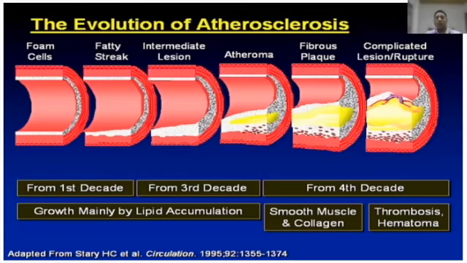If you have gone through the evolution of atherosclerosis, in the first decade of your life, you may have normal arteries. There you may have foam cells, which gradually progress into fatty streaks. Then later you will develop intermediate lesions, which lead to atheroma, fibrous plaque later. And at the end of the day, you are going to have a complicated lesion or rupture and the MI, late, almost like the 4th decade or after.